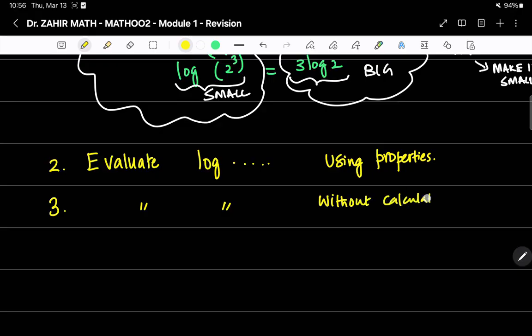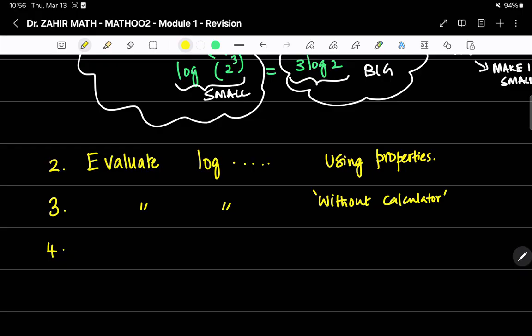Next, I'm going to evaluate logarithms without using a calculator. A calculator can be used for checking your answers, but we need to write steps, okay? Evaluate logarithmic functions without using a calculator, right? Yes.